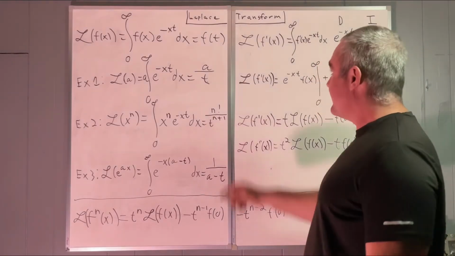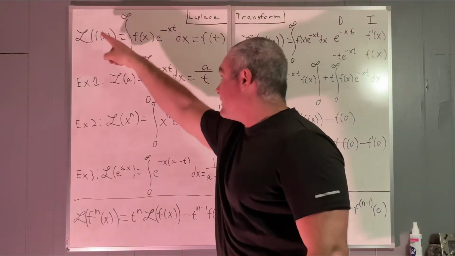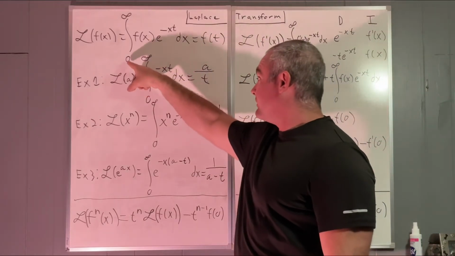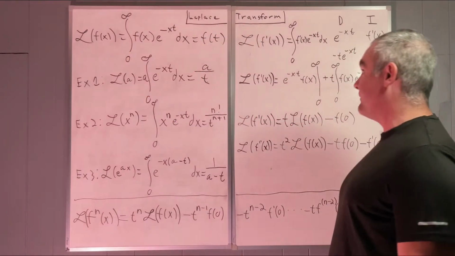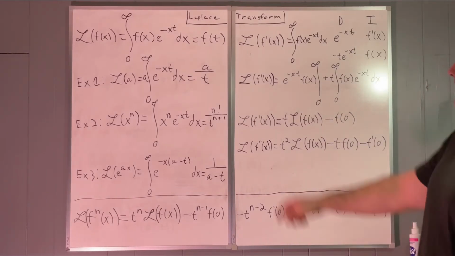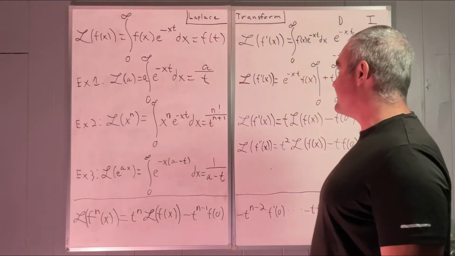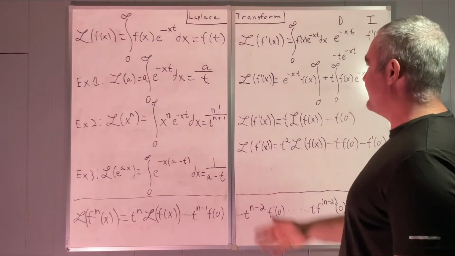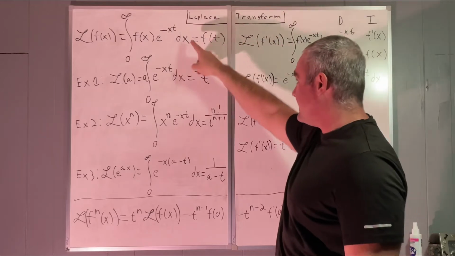So anyway, the Laplace transform of any function of x is defined this way. It is the integral from 0 to infinity of that same function of x times e to the negative xt dx. And that is going to be, as you can see, a function of t. So the Laplace transform takes a function of x and transforms it into a function of t like that.